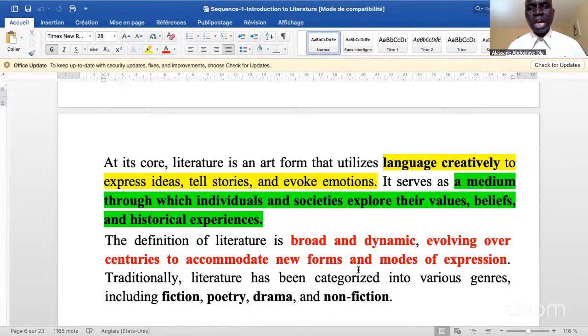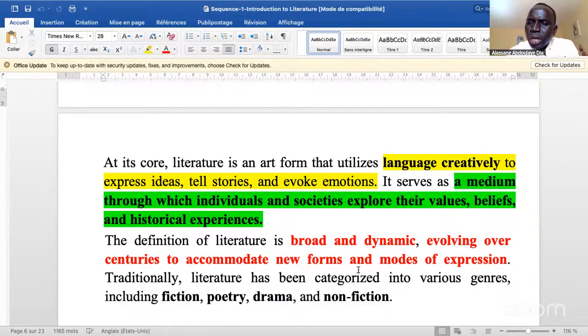Do singers attract people? Singers are artists. They are using a literary genre, that is the chant, or they use poetry. Yes, class. This serves as a medium through which individuals and societies explore their values, beliefs, and historical experience. Yes, literature is a medium.